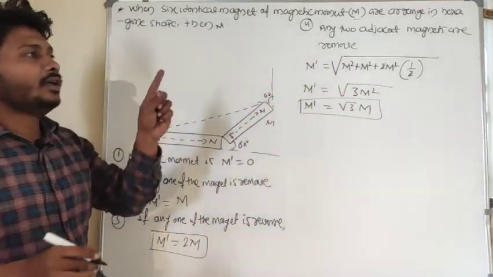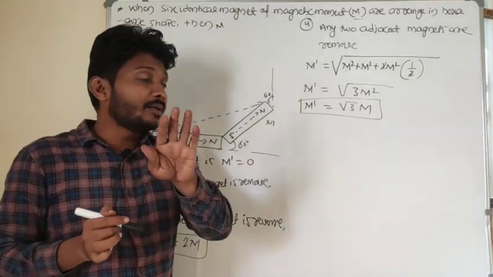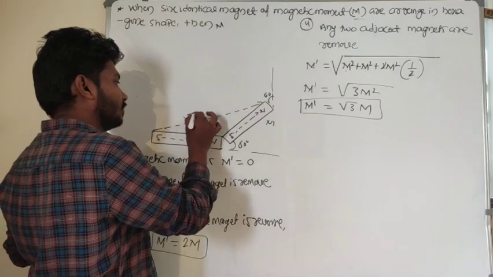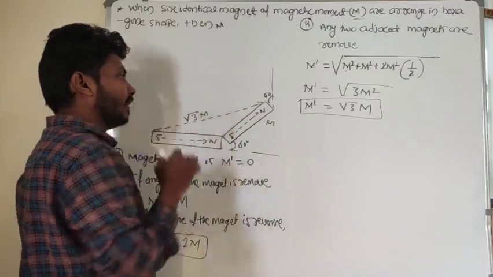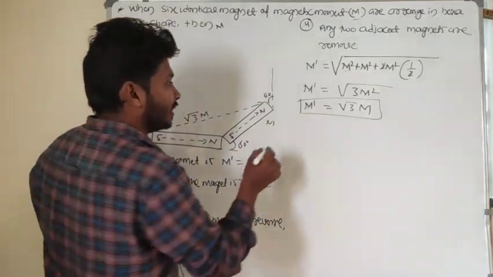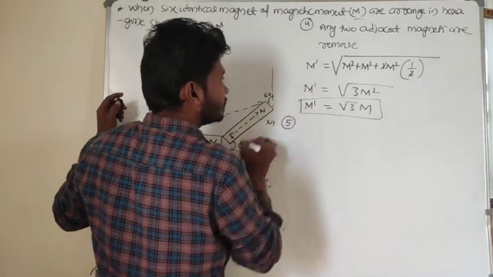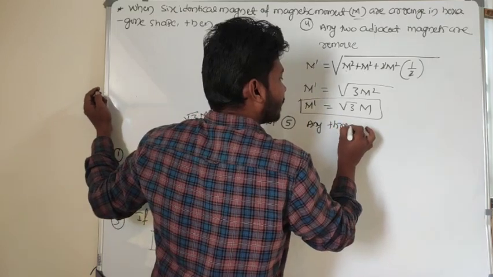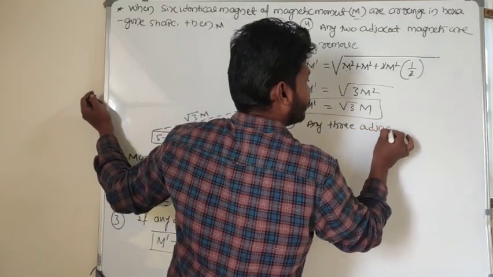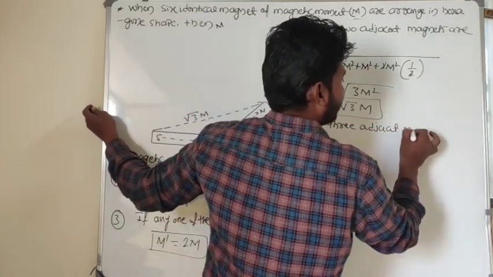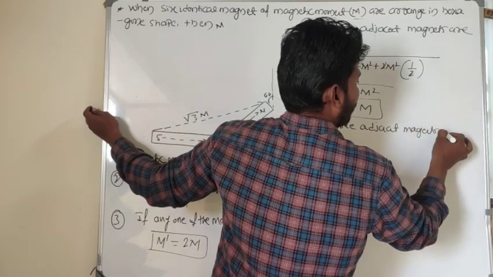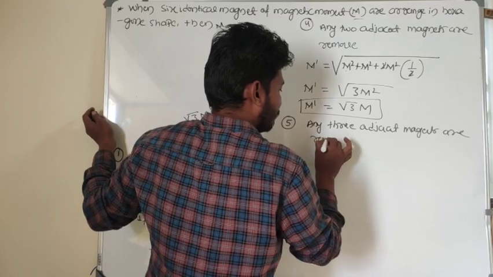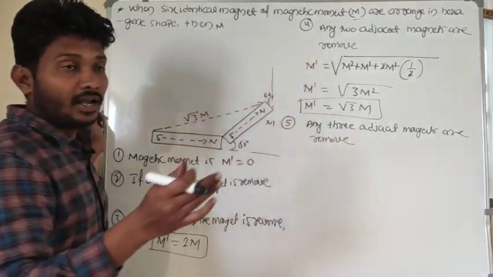So look at here, if any two adjacent magnets are removed, I will get the answer square root of 3m. Next case: any 3 adjacent magnets are removed. So look at here, any 3 adjacent.